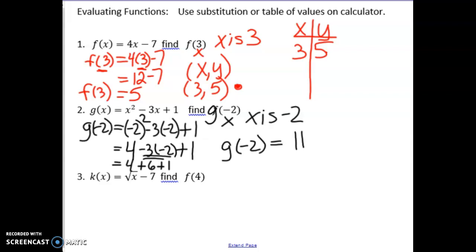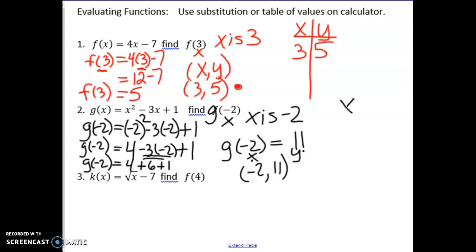Now some of you were saying, why didn't you write it the whole time? I could have, no big deal. It's something that we don't really need to write. It is important to understand that this is an x value and this is a y value. This is the input that gave us this output. And we can also see this as a point, negative 2, comma 11. Okay? We can also do this in the calculator.